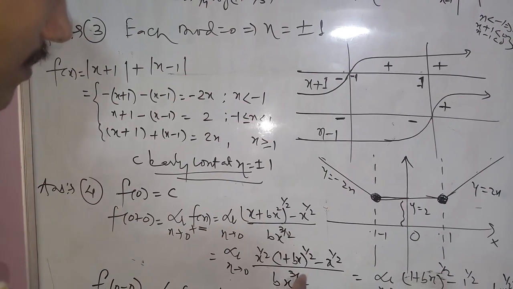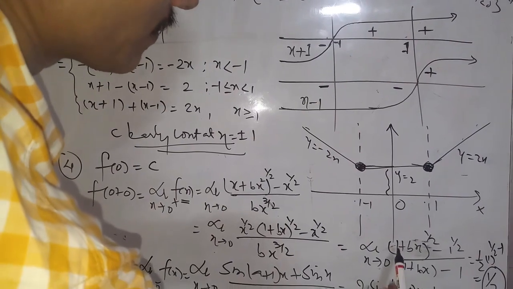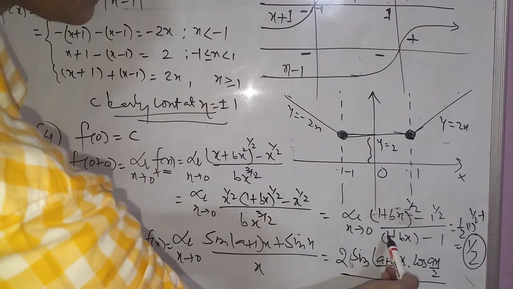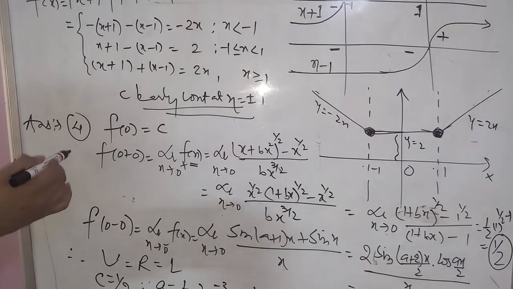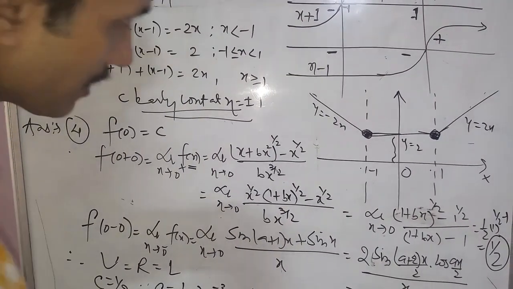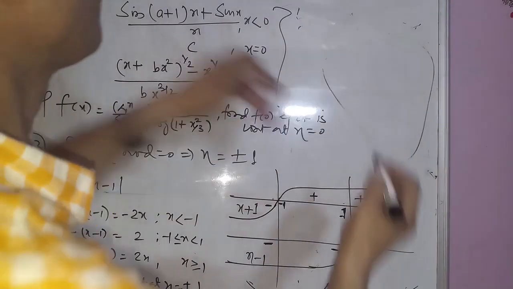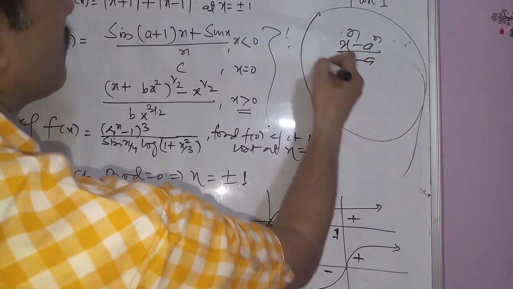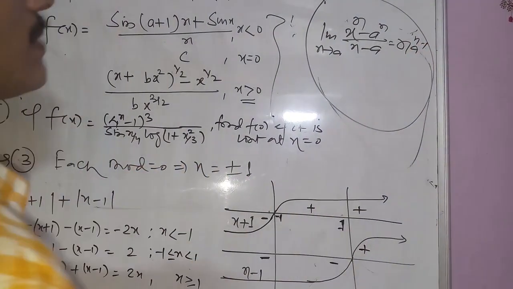Now here, we take common root x in numerator and denominator. We have (1 plus bx) under root, 1 by 2, minus 1 to the power 1 by 2, and in the denominator only bx. Here we use a formula: (x to the power n minus a to the power n) divided by (x minus a), limit x tends to a, equal to n a to the power n minus 1.